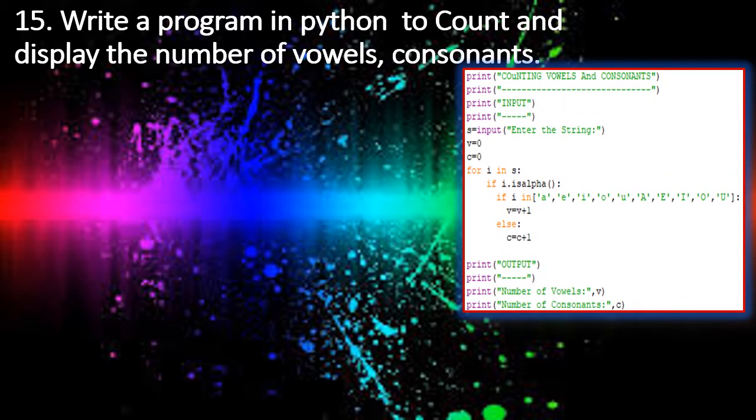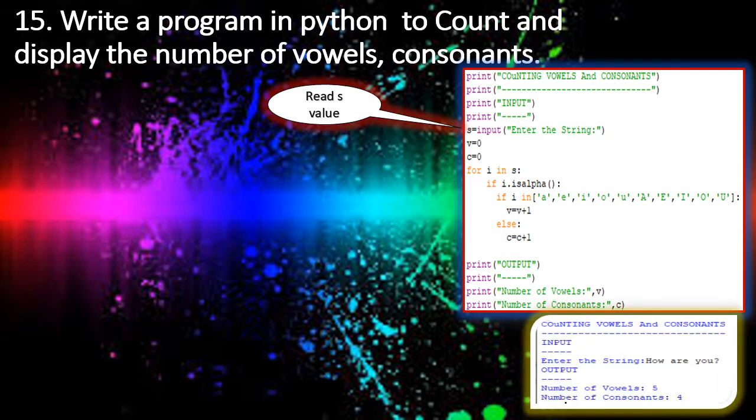Next we are going to count and display how many vowels and consonants are present in a given string. So first we are getting the string value and it is assigned to the variable s. So the string value s is how are you? Question mark.